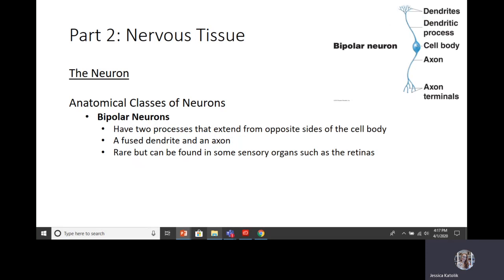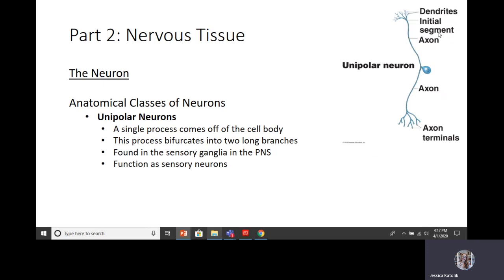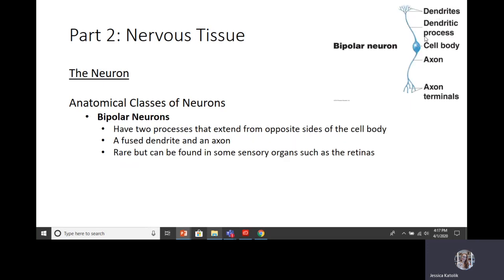Bipolar neurons, on the other hand, are going to have two processes that extend from the cell body. On this diagram, there is a cell body located here. Over here, we're going to have many dendrites that fuse together to form one dendritic process. And on the other end of the cell body, we're going to have the axon with the axon terminals at the end.